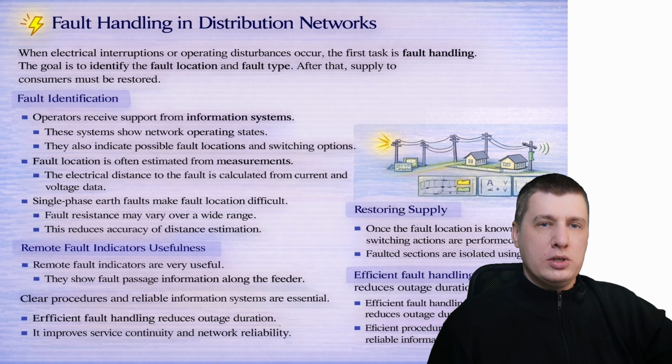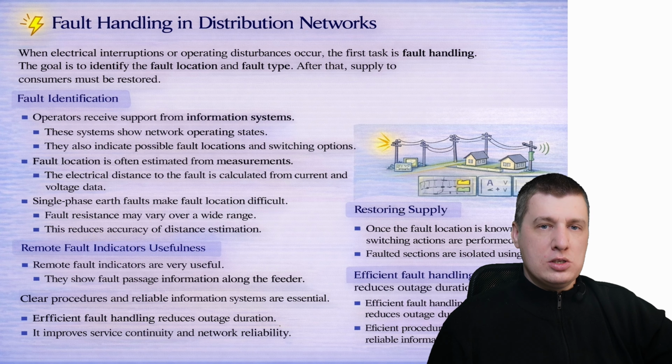Fault location is often estimated from measurements. The electrical distance from the fault is calculated from the current and voltage data. Single-phase earth faults make fault location difficult. Fault resistance may vary over a wide range. This reduces accuracy for distance estimation. Remote fault indicators are very useful. They show fault passage information along the feeder. These indicators require proper coordination and interpretation.